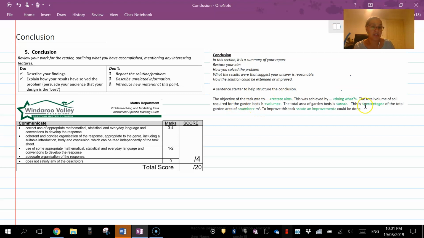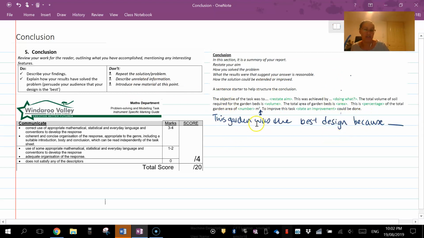If you've got your total garden beds, that's going to give you an area. This is how much percentage of the total space you have in your rectangle. To improve this task, you might state an improvement, or you might say that this was the best because of all the things that you did.